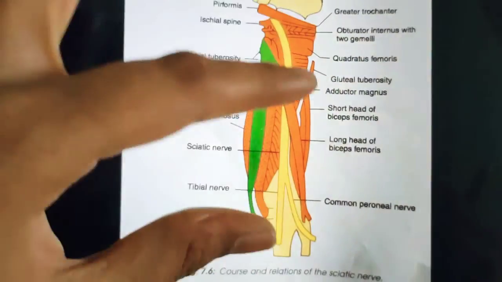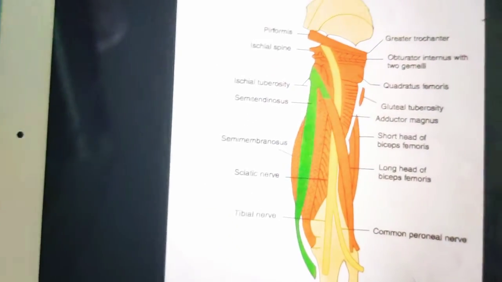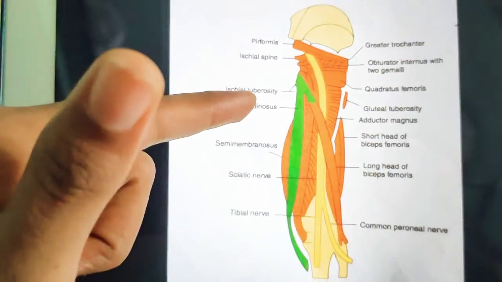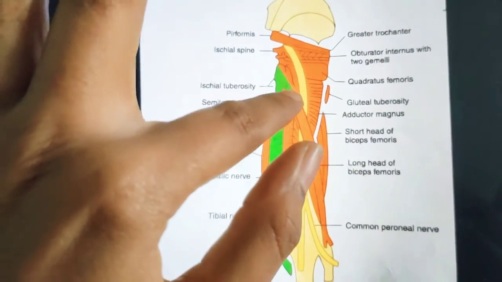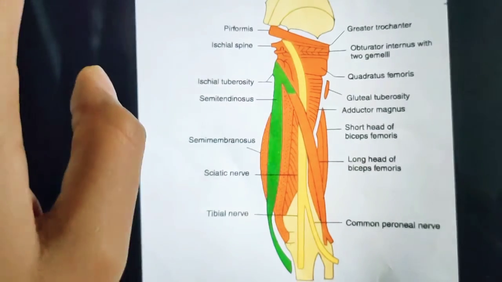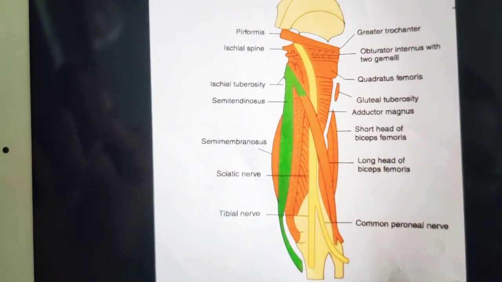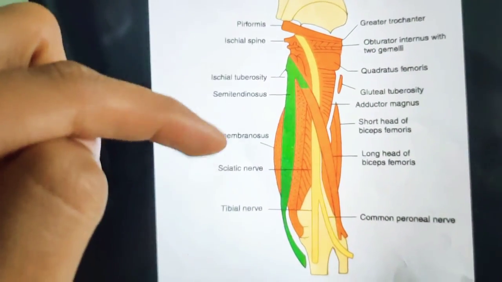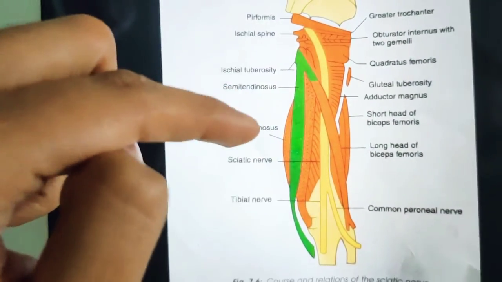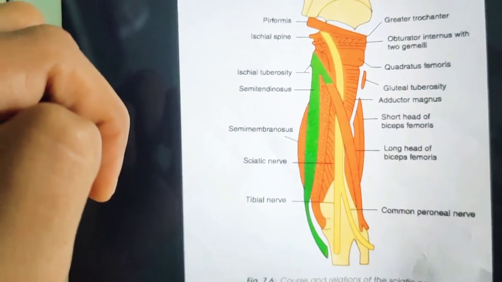Next, coming to the thigh region. In the thigh, the sciatic nerve enters the back of the thigh at the lower border of gluteus maximus. From there it runs vertically downwards up to the superior angle of the popliteal fossa, at the junction of the upper two-thirds and lower one-third of the thigh.